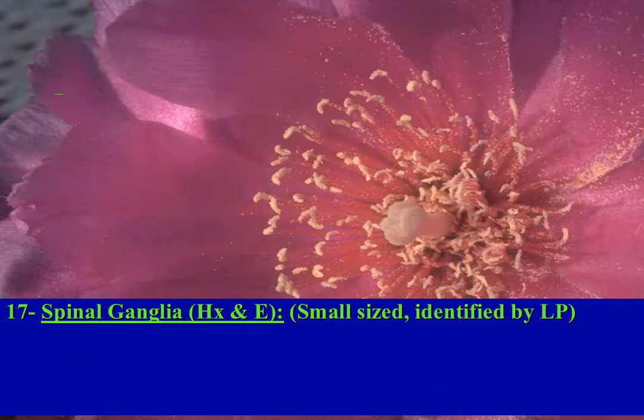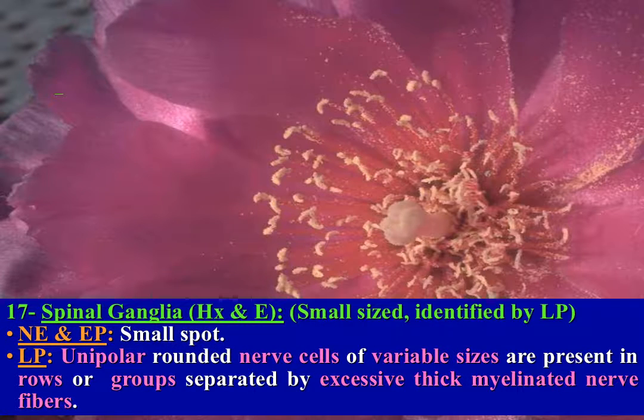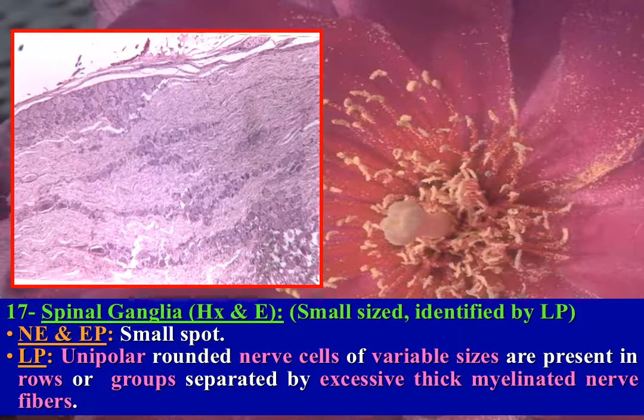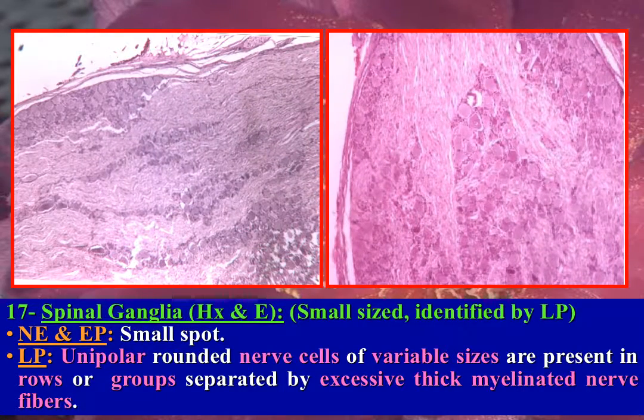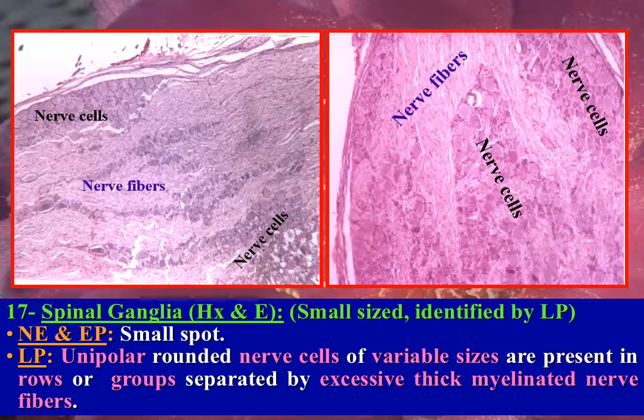Spinal ganglia, stained with hematoxylin and eosin. By naked eye and eyepiece, it appears as a small red spot. By low power, unipolar rounded nerve cells of variable sizes are arranged in groups or rows, mainly under the capsule, separated by excessive thick myelinated nerve fibers.